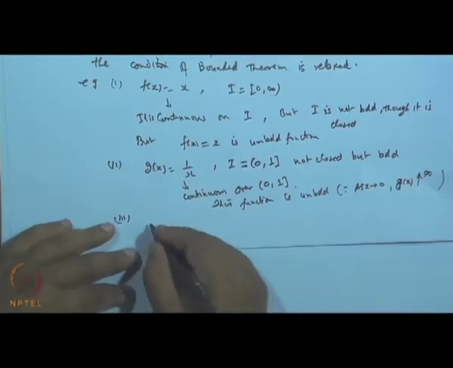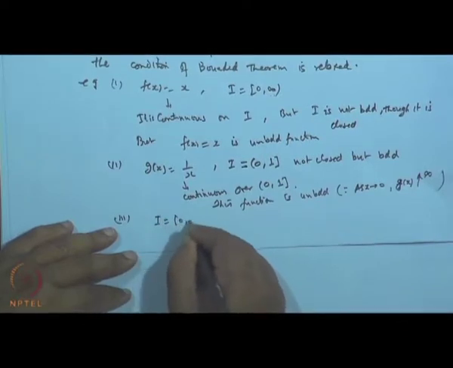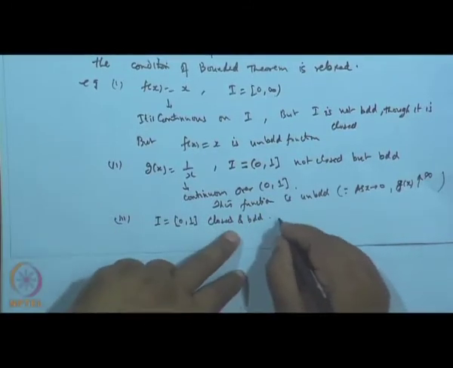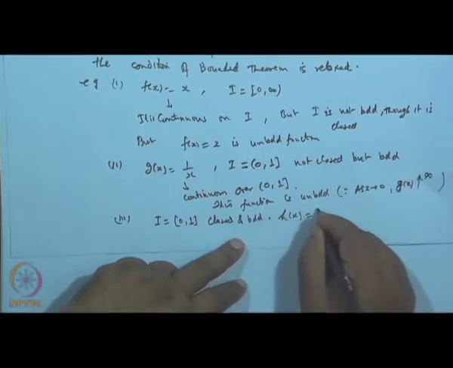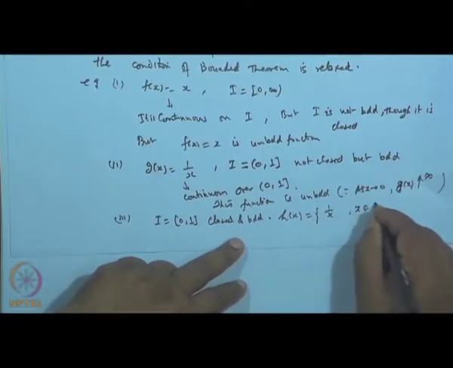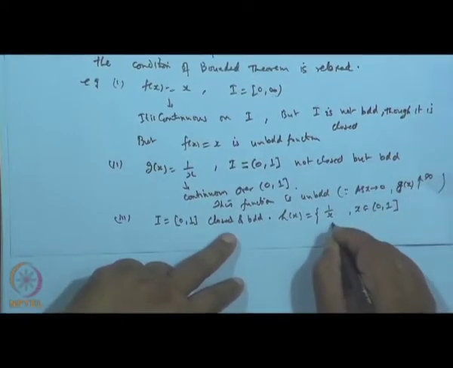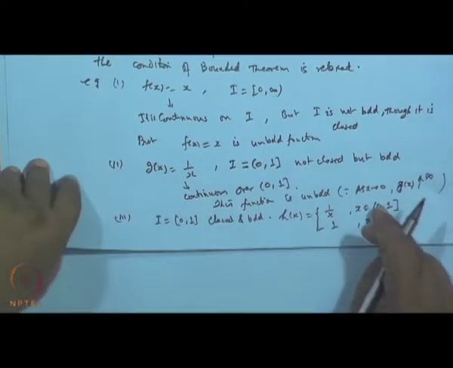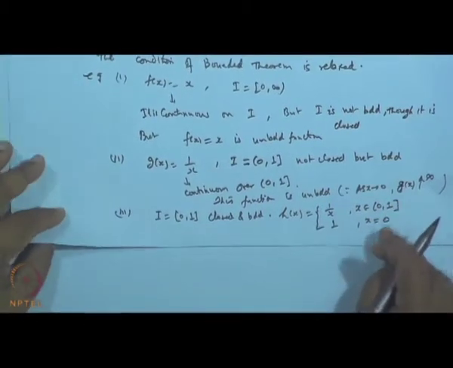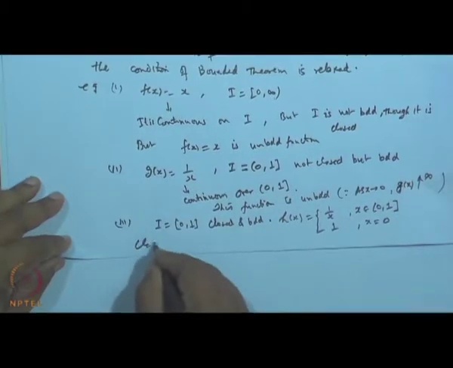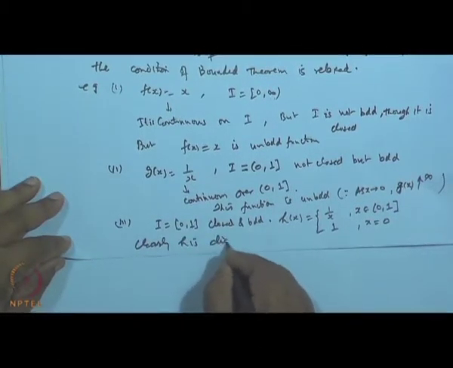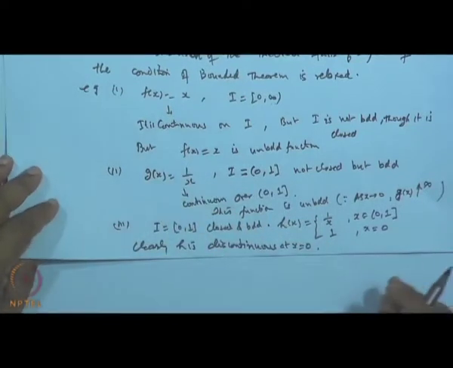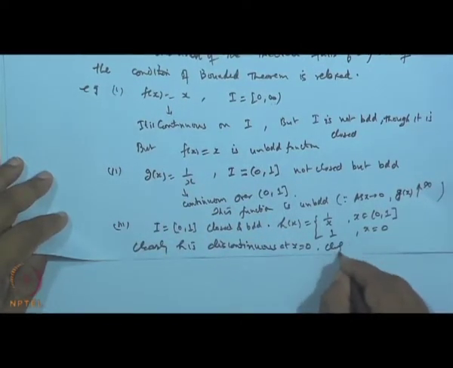Then, if I take the interval I as a closed and bounded interval, but now I take the function h(x) as 1/x if x belongs to (0, 1], and 1 if x is 0. I define this function. The function is continuous over (0, 1], but it is discontinuous at the point 0. Clearly, h is discontinuous at x equal to 0. So again the conditions are not satisfied, and clearly h is unbounded.